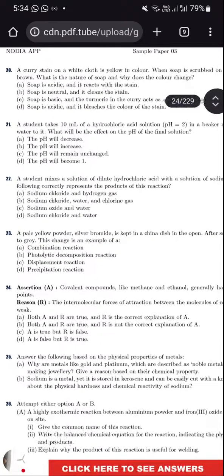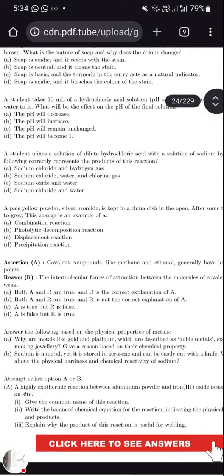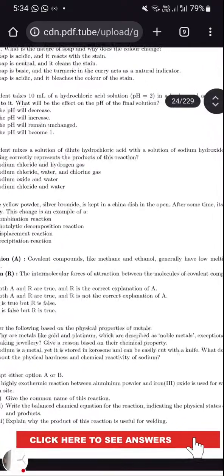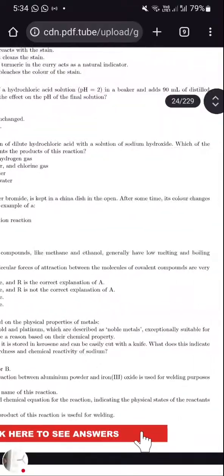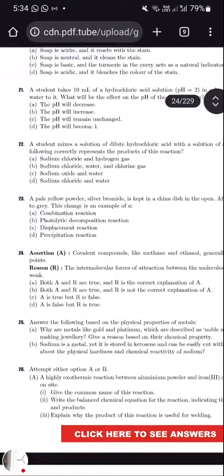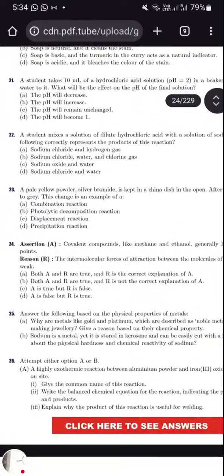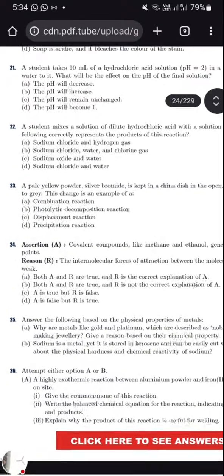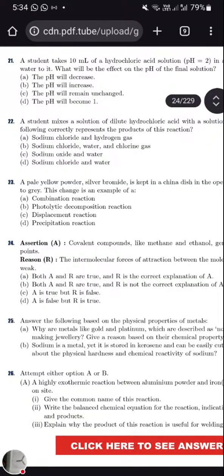Next, a student mixes a solution of dilute hydrochloric acid with a solution of sodium hydroxide. Which of the following correctly represents the product of the reaction? HCl is reacted with sodium hydroxide. What will form? HCl plus NaOH.